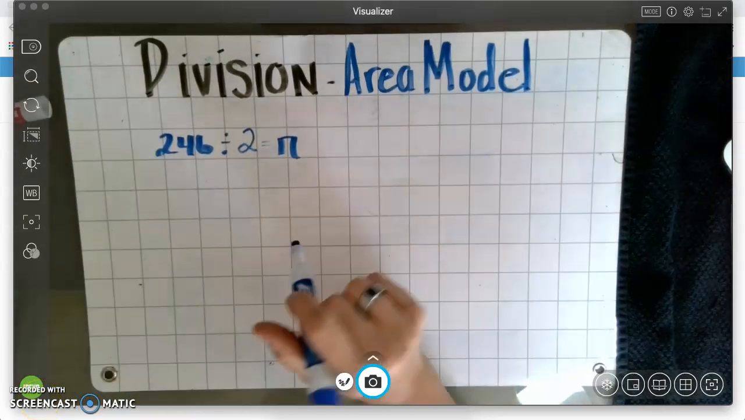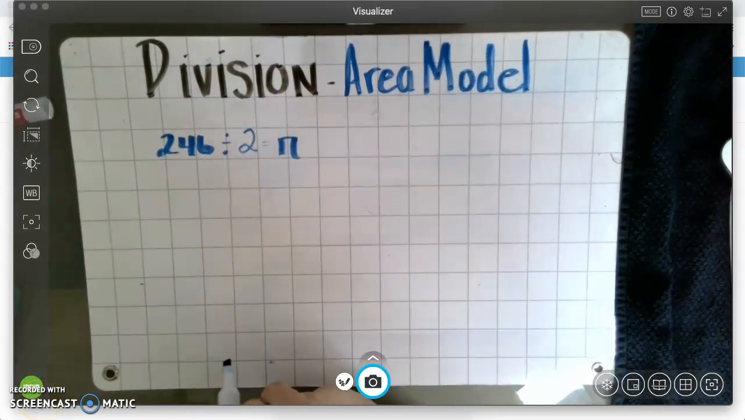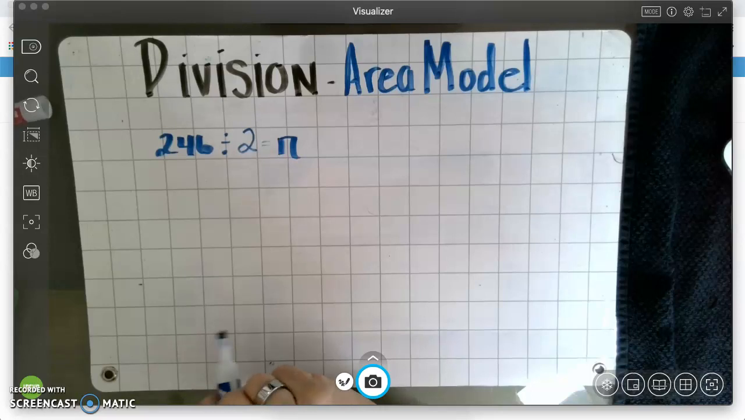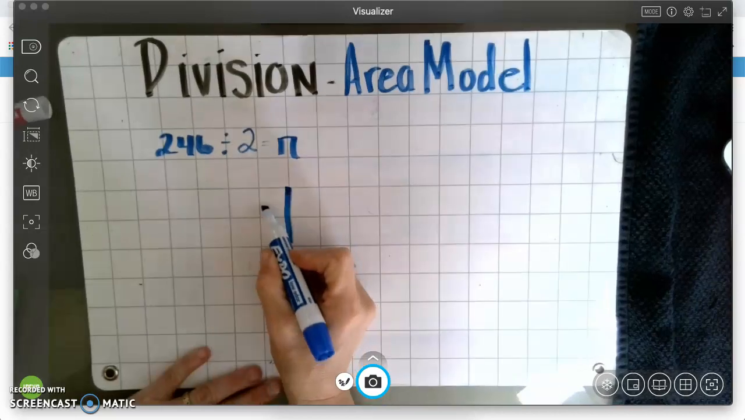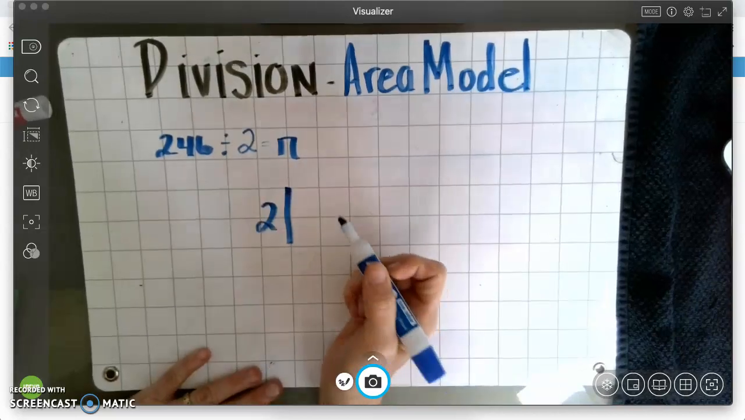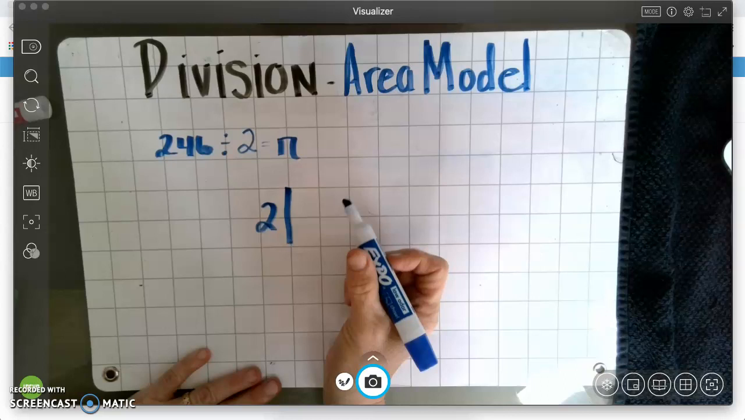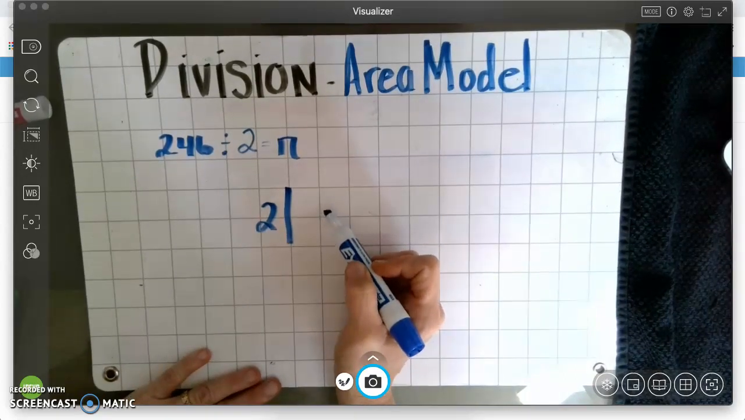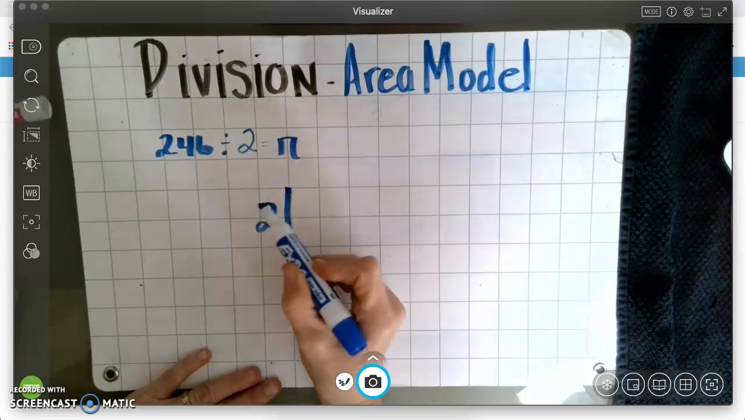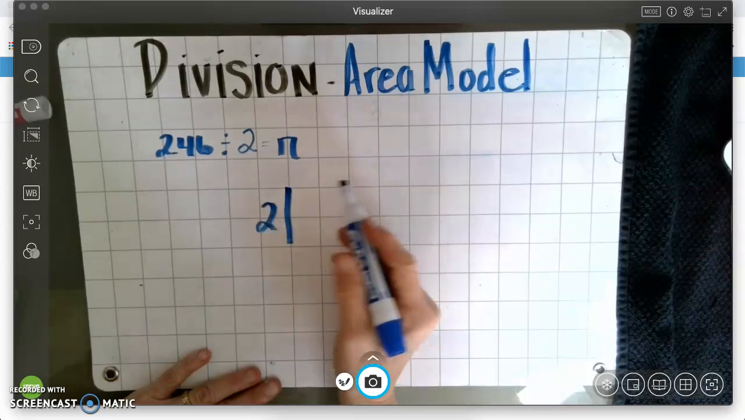So we're going to be talking about some division strategies, and one of those strategies can be the area model. Let's take, for example, that we have a total of 246 tiles, and I want to make a terrace with those tiles. And one side is going to be 2 tiles wide. It's going to be a very narrow terrace. So I can ask myself, how many groups of 2 can I use to get close to 246?